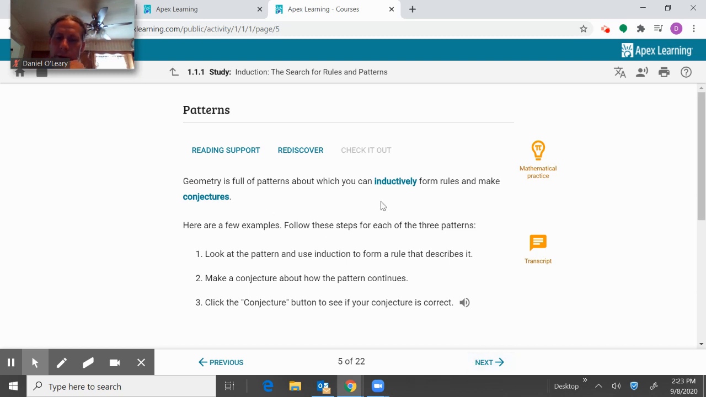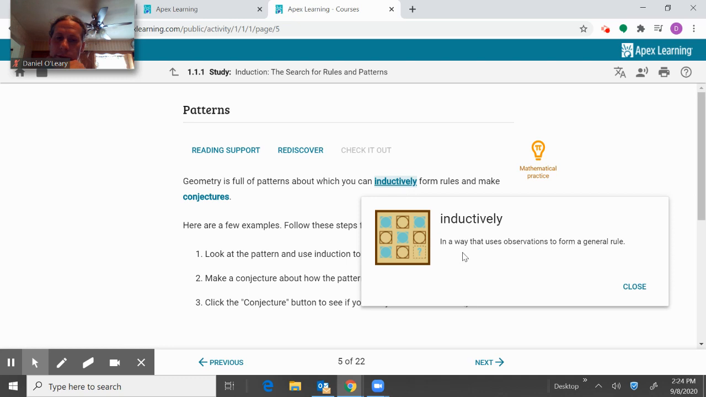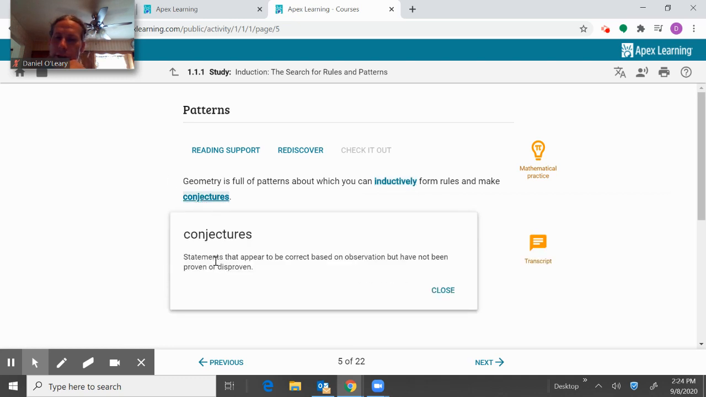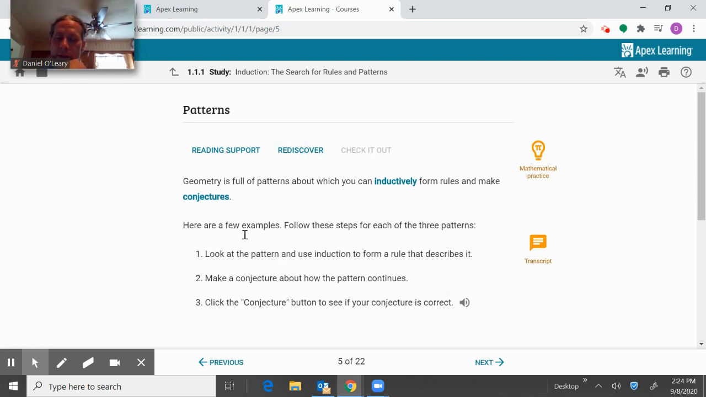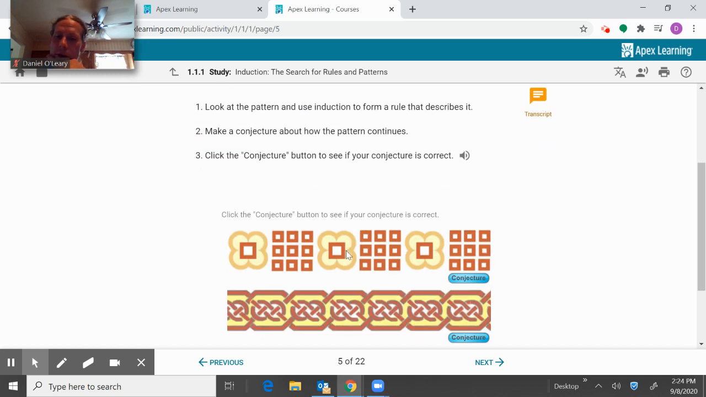Here, again, we have information about things that are inductive, a way to use observations to form a general rule, or conjectures, statements that appear to be correct based on observations but have not been proven or disproven. Then here are a few examples for these patterns. Click on the conjecture button to see if your conjecture is correct.